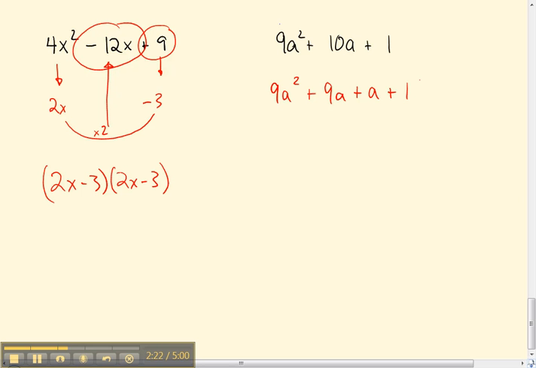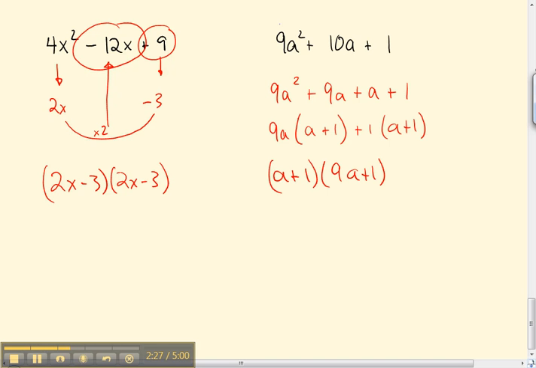And by the way, if you carry this one out to completion, this is what you get for the answer: a plus 1 times 9a plus 1. Again, factorable, but just not a perfect square. Okay? So, there you go.